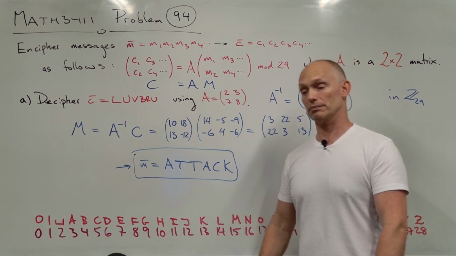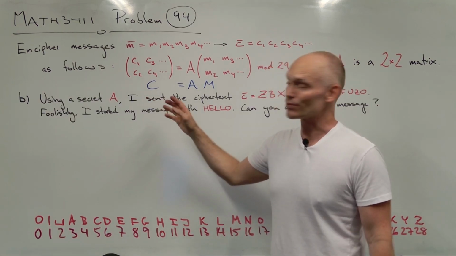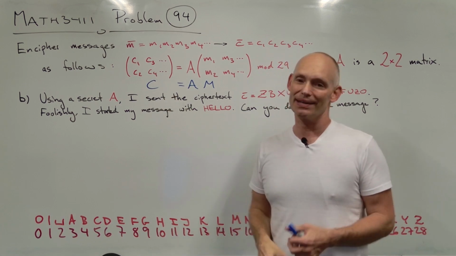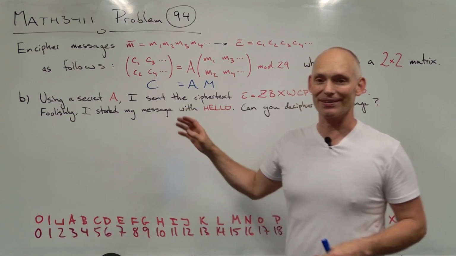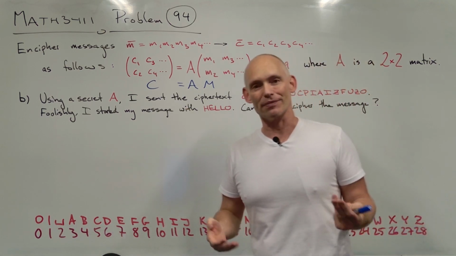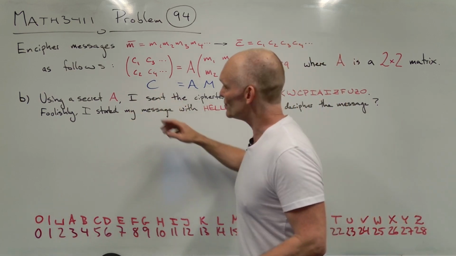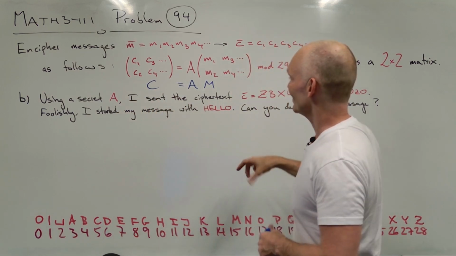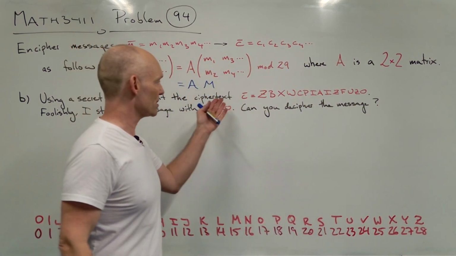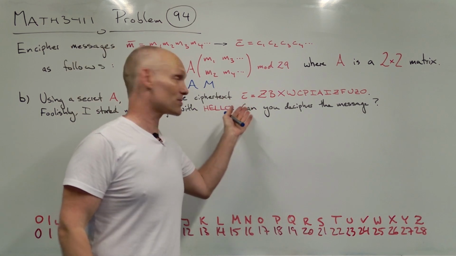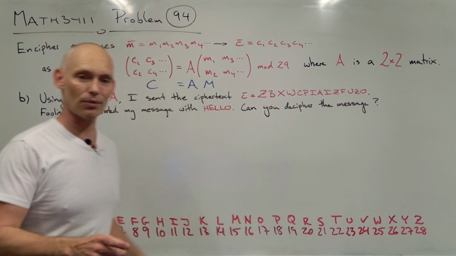The second part of this question is sort of cool. It's a little bit technical and with a bit of calculation, but I like it a lot. And it says something about the nature of cryptography more generally. So it says, using a secret matrix A, I sent the ciphertext, this stuff there. So I had some message and I was enciphering it in the way that we've seen, and we get this ciphertext and so forth.